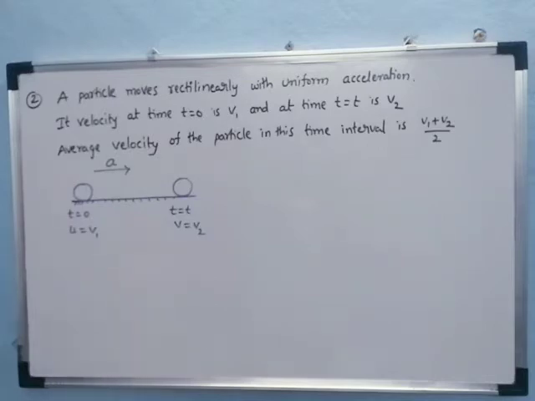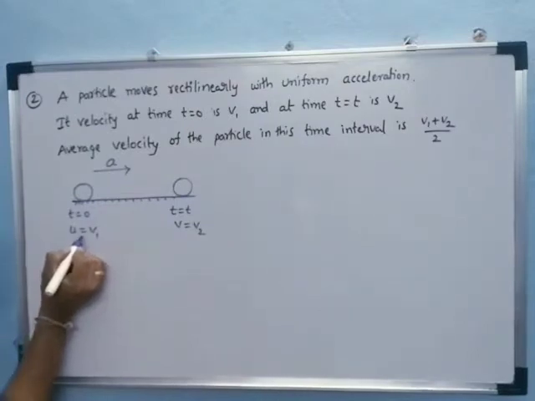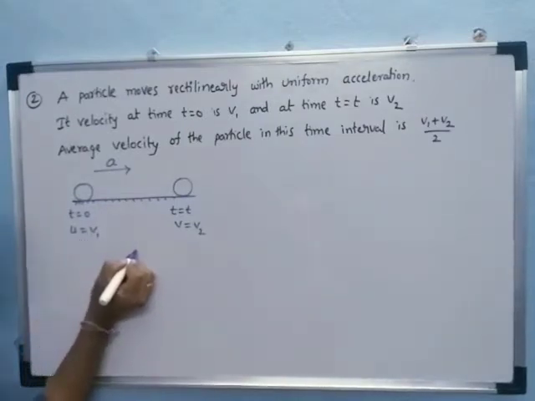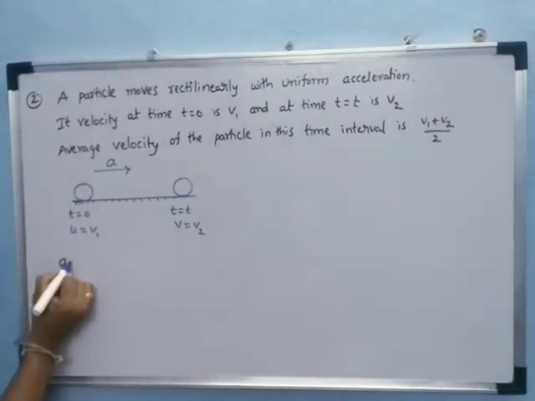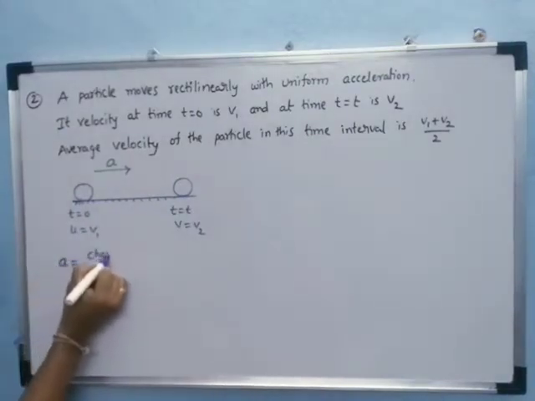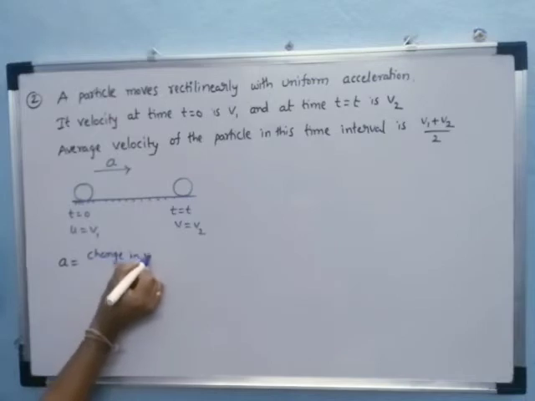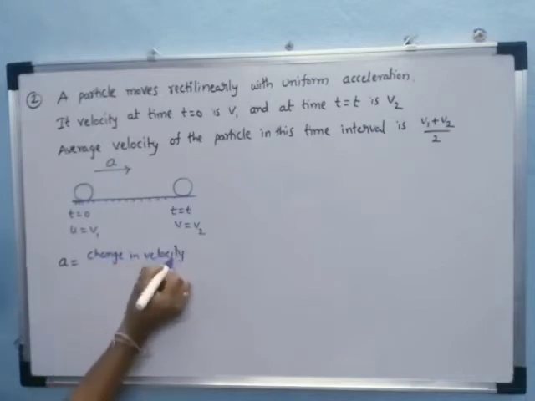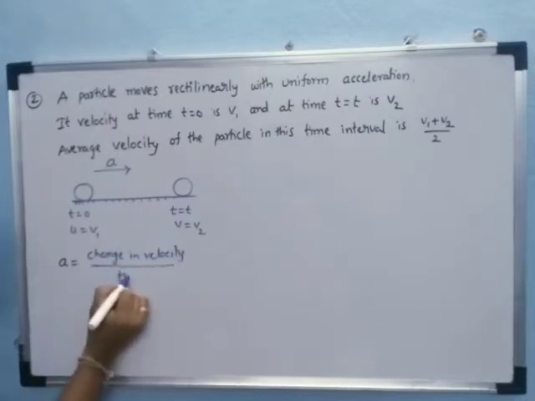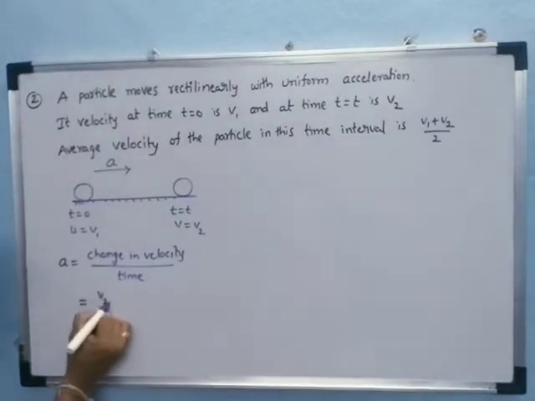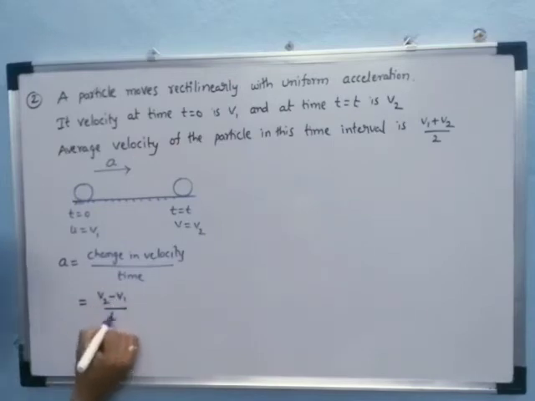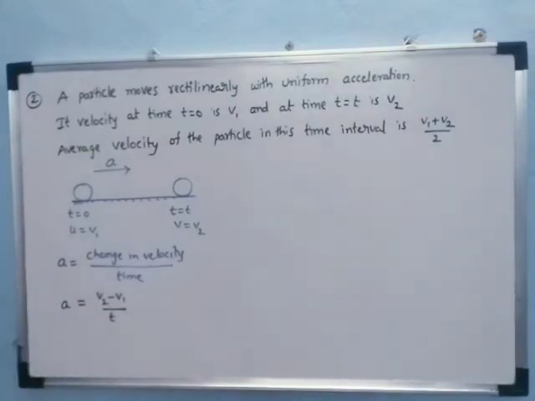Now here, when the body is moving from initial velocity to final velocity, what is producing this change? The acceleration. What is the formula? Acceleration is equal to change in velocity by time. Now write here the change in velocity: the final velocity minus initial velocity, (v2 minus v1) by t, is equal to a.